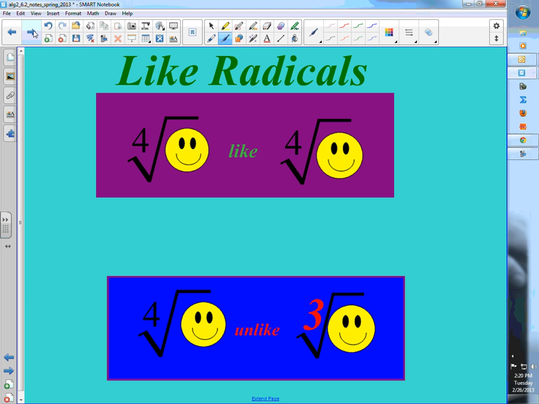If they are like terms, you add the coefficients. You don't change the index, and you don't change the radicand. 3x plus 5x is 8x, not 8x squared. 3 fourth roots plus 5 fourth roots is 8 fourth roots of whatever's under there. They don't change. It's just adding and subtracting, combining like terms.